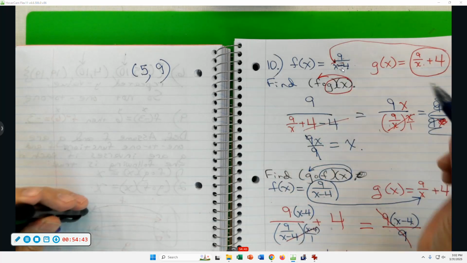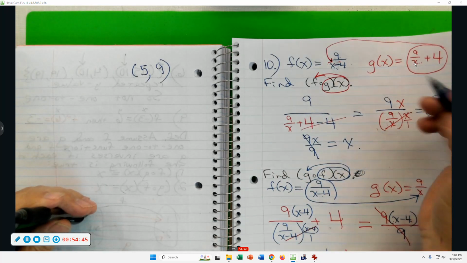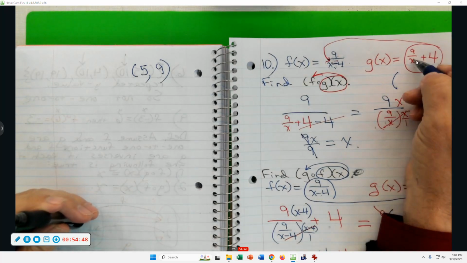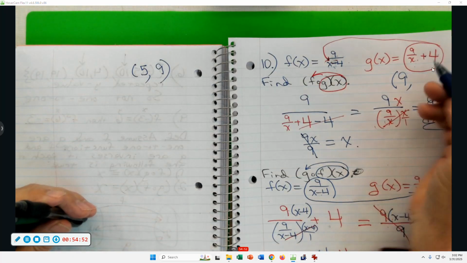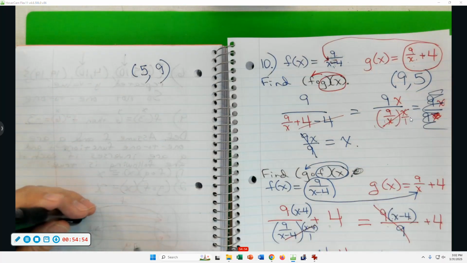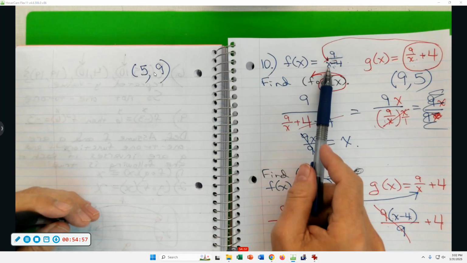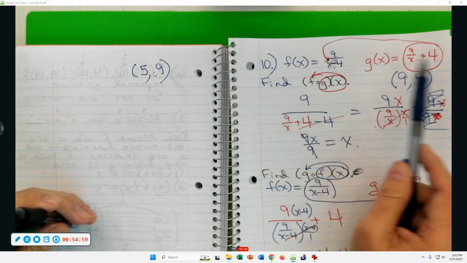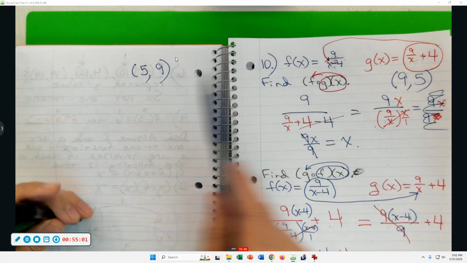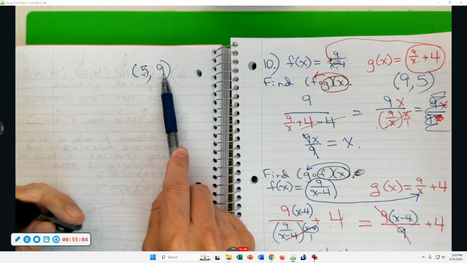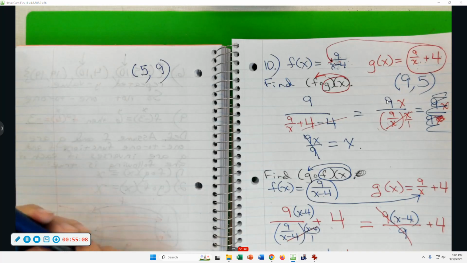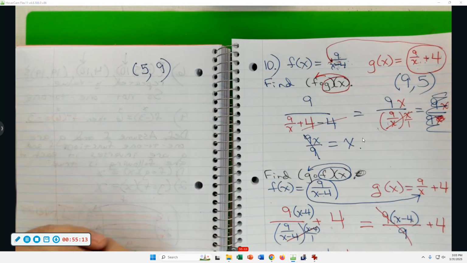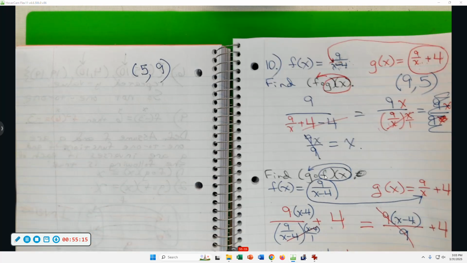That means if we plug 9 in for x into g, that would be a 1 plus 4. The y-coordinate is 5. If they're inverses, 5, 9 was one ordered pair, the other function had 9, 5. The ordered pairs are just being reversed. Any questions there? And that's just sort of a throwaway.